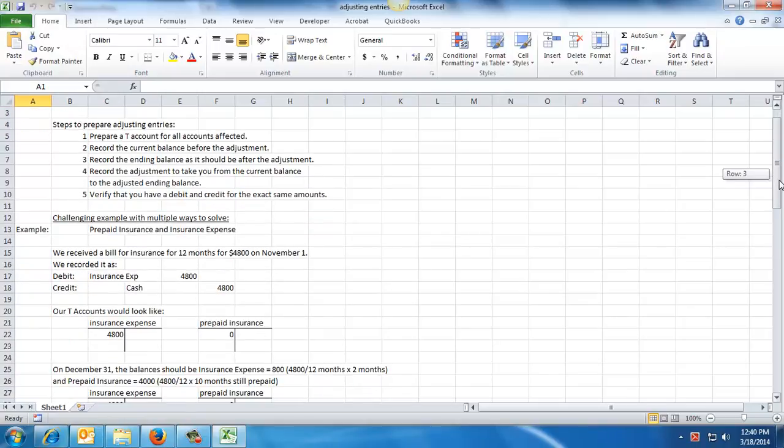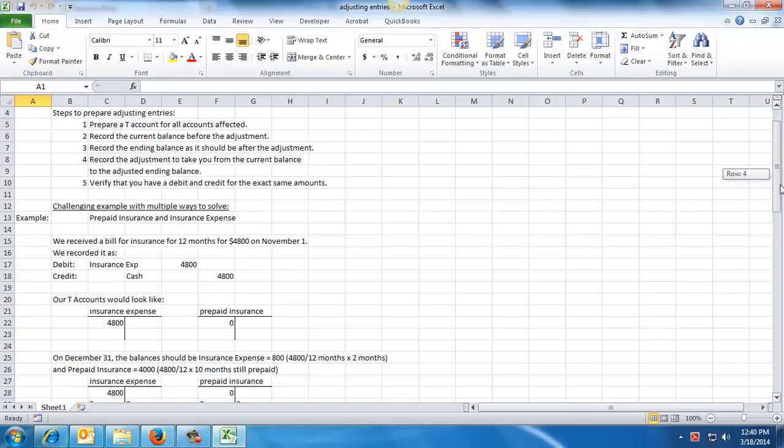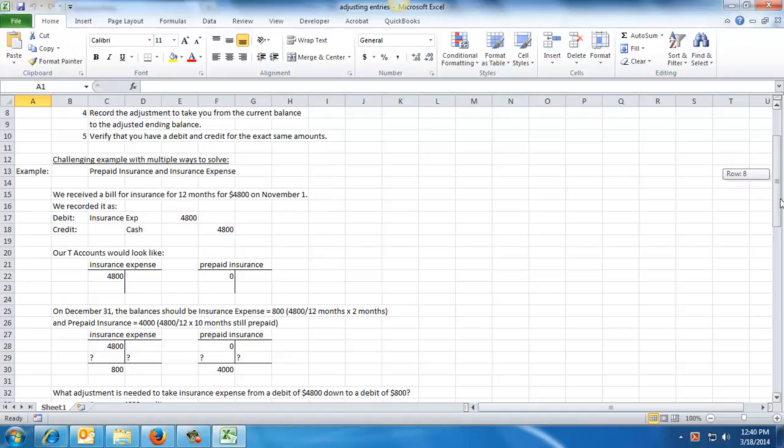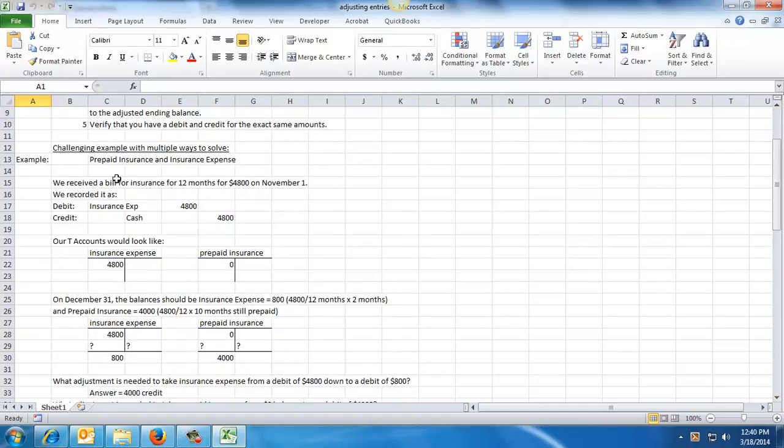And then verify that you have a debit and credit for the exact same amounts when you do your journal entry. So I'm going to take you through a challenging example by applying those 5 steps. Okay, an example that it talks about in the book, and I've switched up a little bit, is related to prepaid insurance and insurance expense.